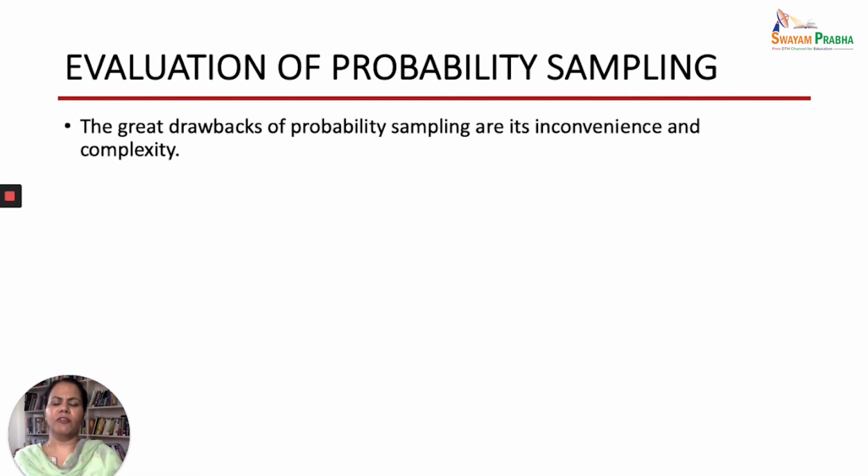The great drawback of probability sampling is its inconvenience and complexity. The main drawback is that it is inconvenient to conduct, and it is also complex. It is complex because here you need to have a sampling frame of the population, the list of all the subjects in the population, which is sometimes difficult to get. And when you get the sampling frame, there are again complex procedures involved to select the sample.